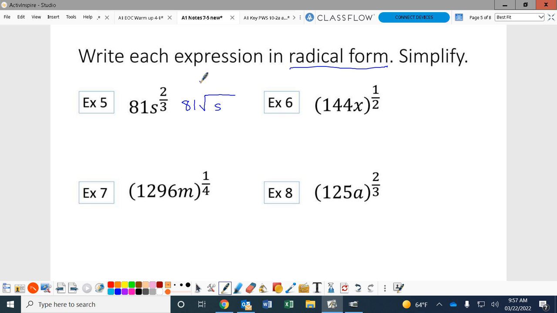Okay, what is the power on the S? The 2. The top number is the power on the S. What is the index or the root out here? 3. 2 goes on the inside. The top number goes on the inside. The bottom number goes on the outside, just so we're really clear on that.